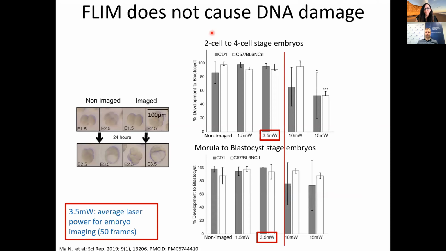We know that 2-cell stage embryos are really sensitive to light, so we didn't want to use 2-cell or 4-cell embryos, but you can see that the development to blastocyst still occurs at even 3.5 milliwatts. If we use 10 milliwatts of power, the embryos arrested or died. The morula and blastocyst stage embryos also showed a very good percentage in development.